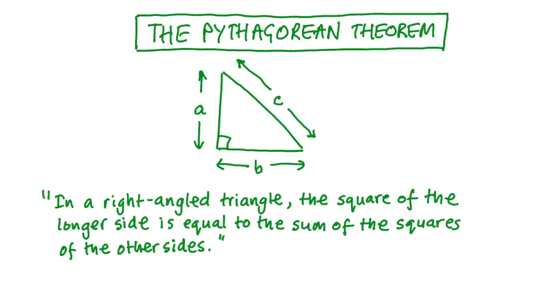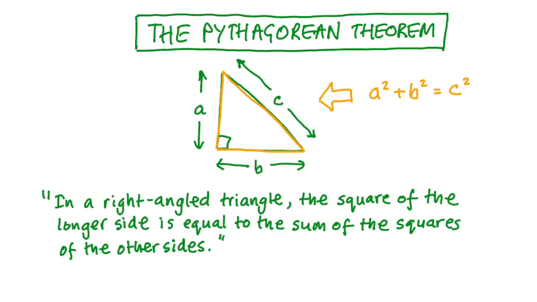In a right-angled triangle, the square of the longer side is equal to the sum of the squares of the other sides. So in this diagram, if A is the length of this side, B is the length of this side, and C is the length of this side, then A squared plus B squared equals C squared. Now, there are lots of proofs that this is true. Even an American president, James Garfield, wrote a nice proof back in the 1870s.